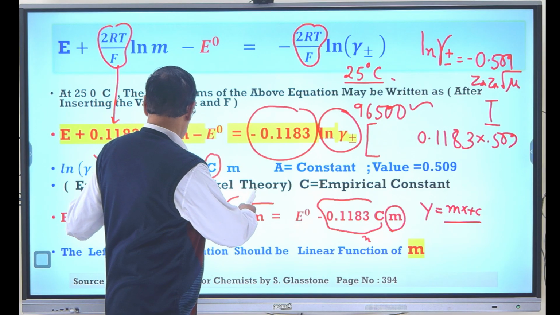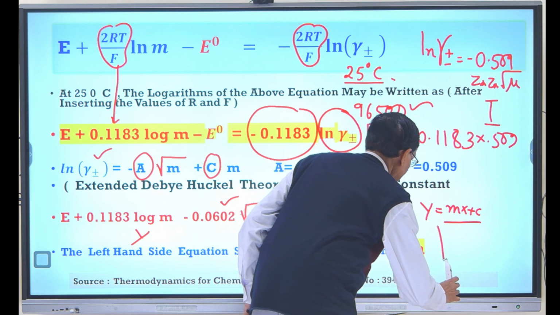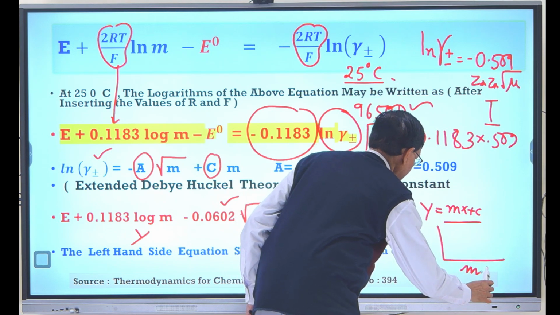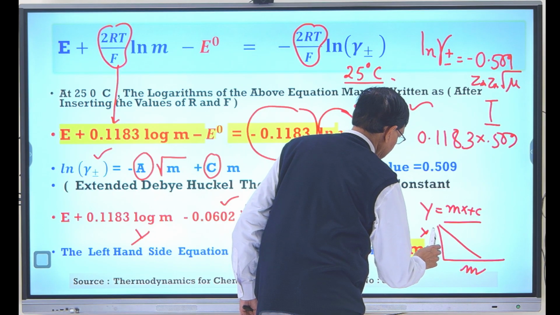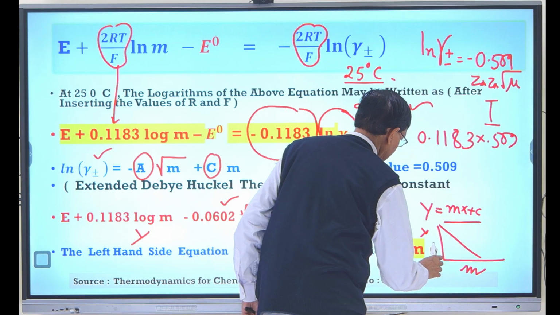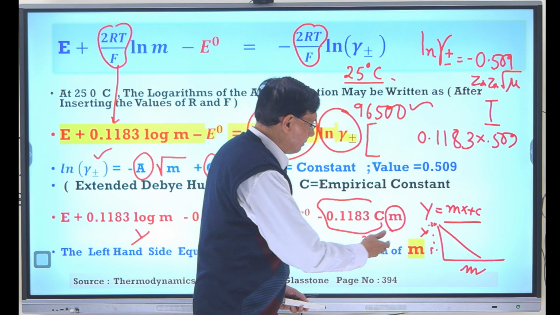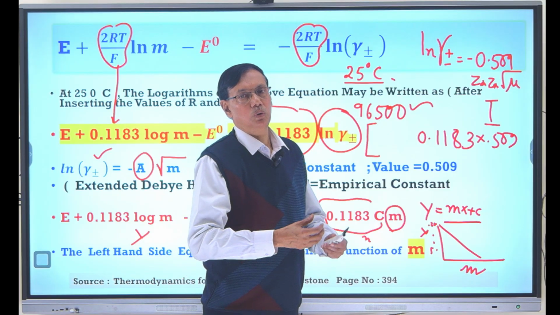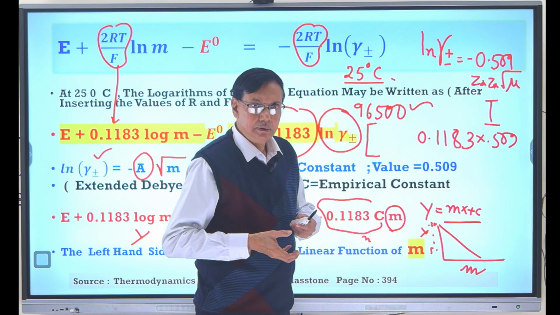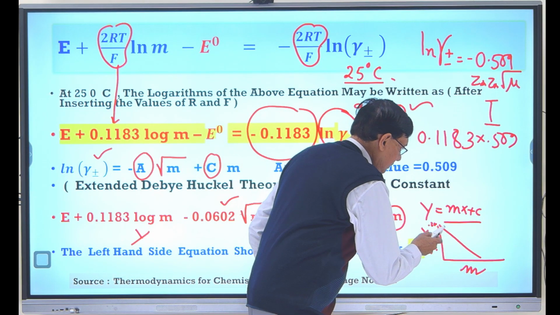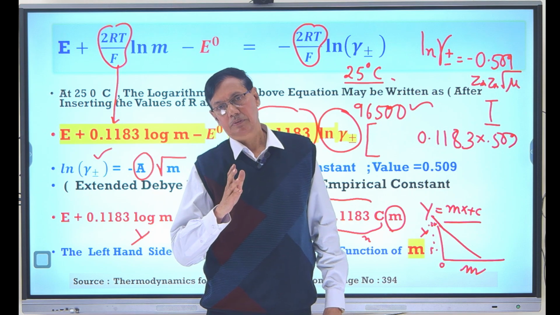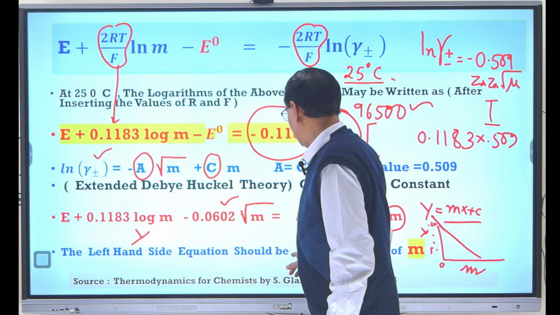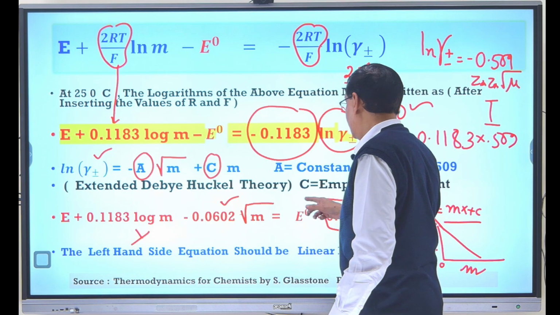So I plot a graph between m and this y part, different types. Suppose this is 0.5 or 0.1, 0.2, like that, 0.2 to 4. This is m, different molality from 0, 1, 2, 3. If I extrapolate this thing, extrapolate means if I bring it here, this is zero concentration in molarity, then that will give the value of E0.